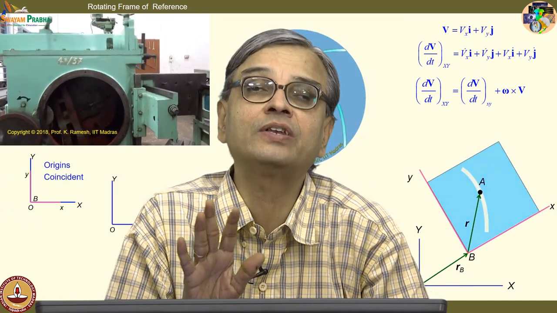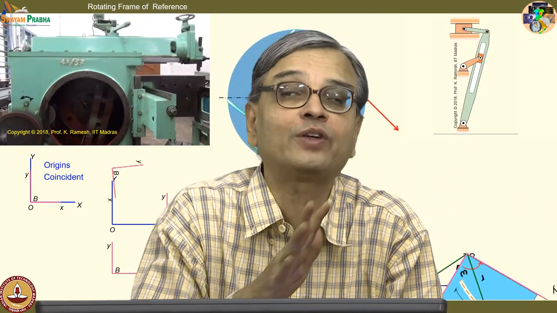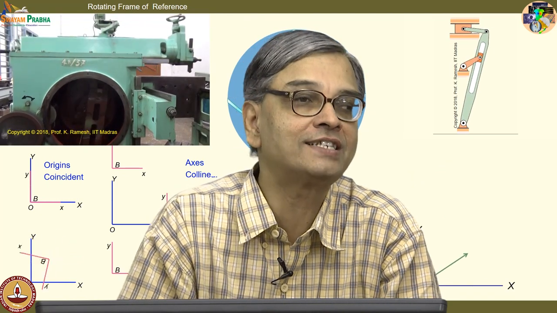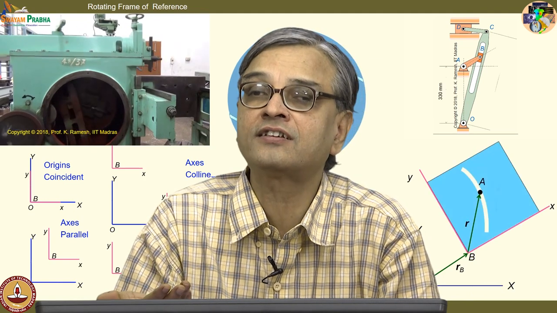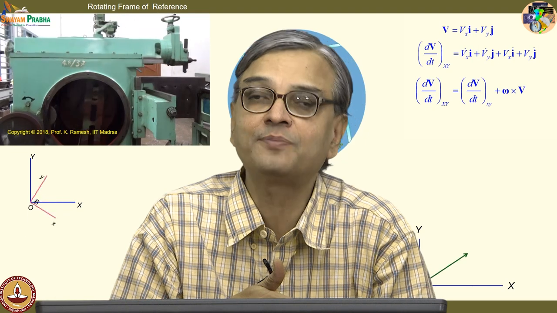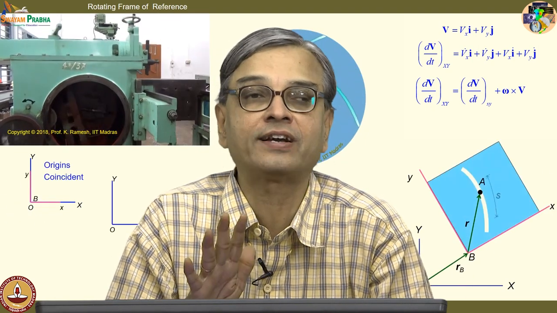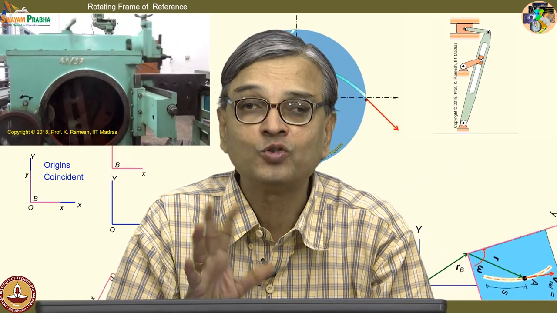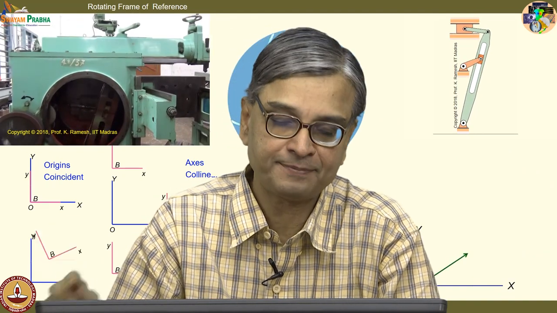The idea is, when you are discussing rotating frame of reference, don't close your eyes that you will not find out velocity by any other method, because such mental blocks students develop. I can also use instantaneous center of rotation and find out the velocity. I can also use velocity polygon. I can also use rotating frame of reference to find out the quantities. You must be adept in switching back and forth in any of these methods.